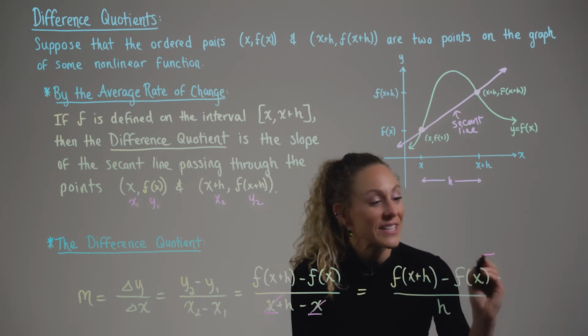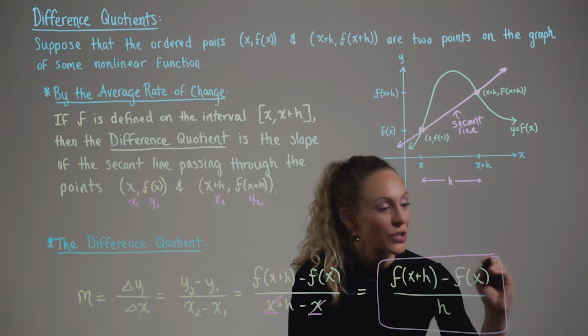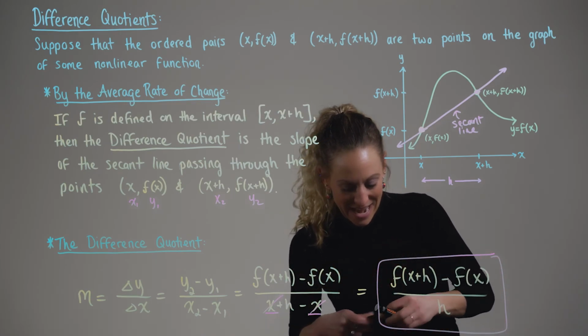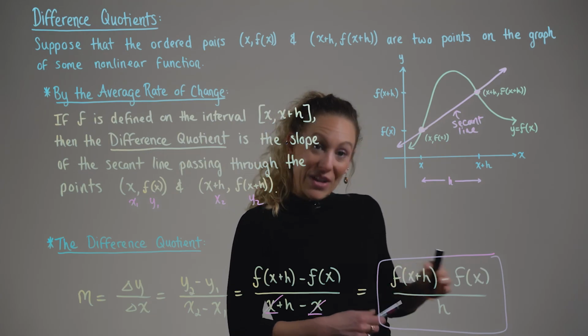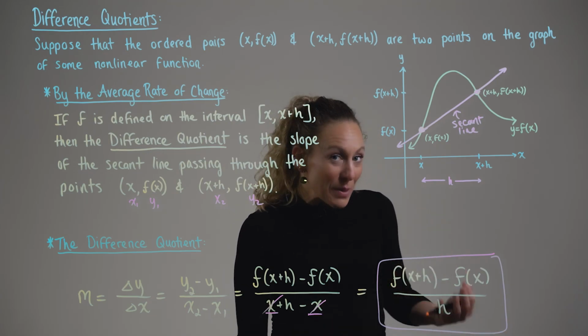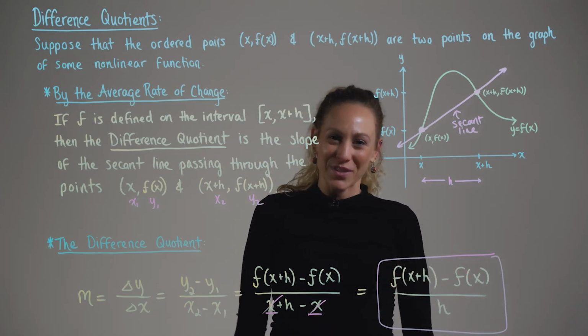So this is the simplified difference quotient, an adaptation of our average rate of change and slope formula that's going to be important for us to keep in mind as we proceed through calculus.